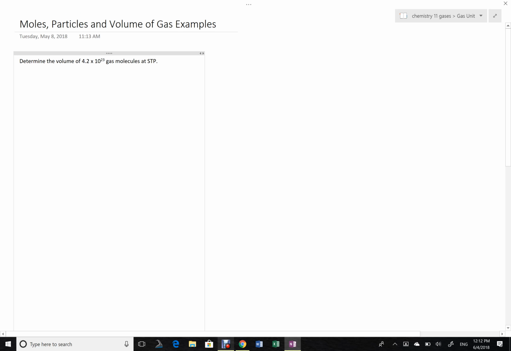Determine the volume of 4.2 times 10 to the 23 gas molecules at STP. So remember our relationship at STP is that the moles are equal to the volume divided by 22.4 liters. That 22.4 corresponds with STP. So if I can use this number to get moles, then I can find volume. Moles is equal to the number of particles divided by Avogadro's number.